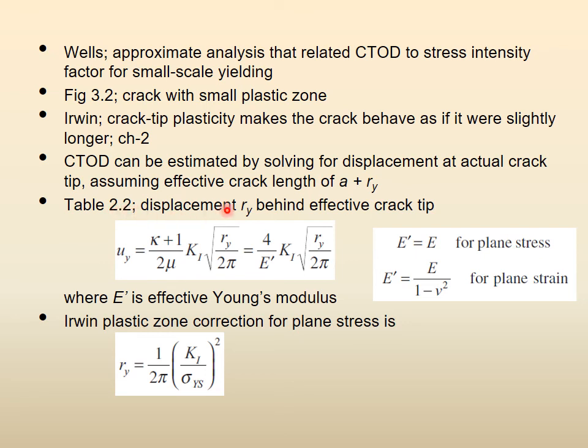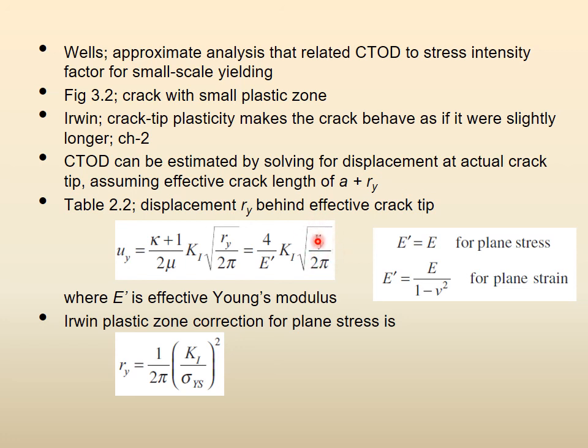Displacement at Ry behind the effective crack tip is given by this displacement u of y. Remember, we are calling it r of y, but displacement general units in mechanics for displacement are u, ux, uy, uz. So in the y direction, the displacement uy, again we are not doing the mathematical derivation, we are just telling you that this is (kappa plus 1) upon 2 mu, K1 is the standard one, square root of Ry upon 2 pi, and this can also be written as 4 upon E dash, K1 times square root of Ry upon 2 pi.